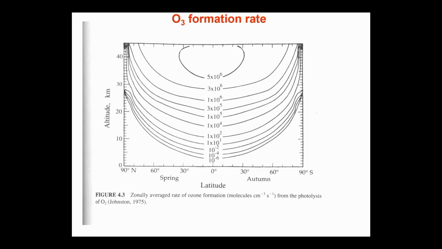We start to make ozone quite markedly at about 20 kilometres and above, at low latitudes, close to the tropics. So there's a hot spot for the formation of ozone via molecular oxygen above the equator at around about 40 kilometres. That's the maximum production rate.